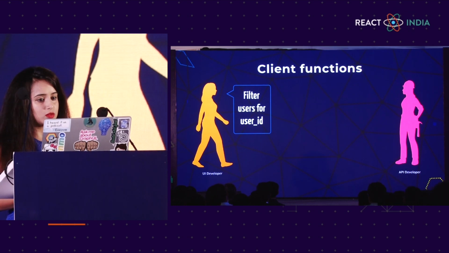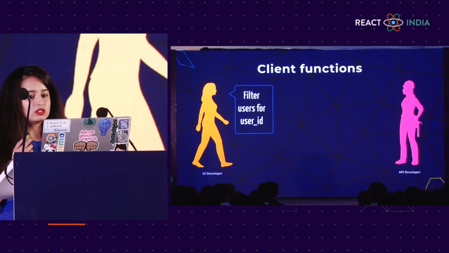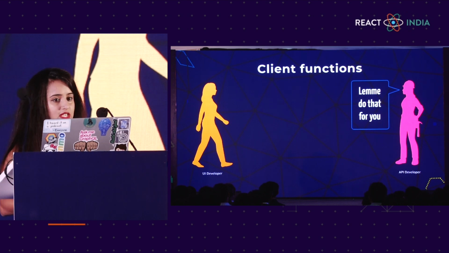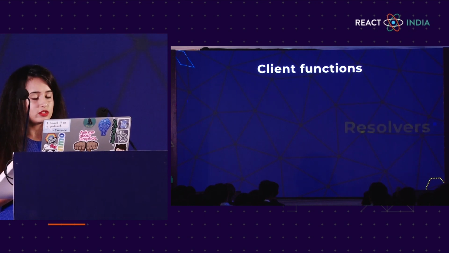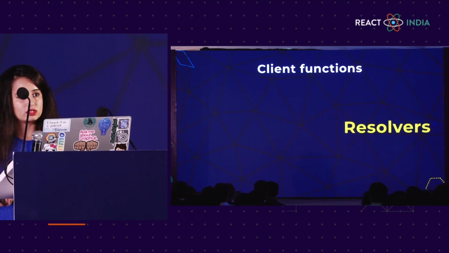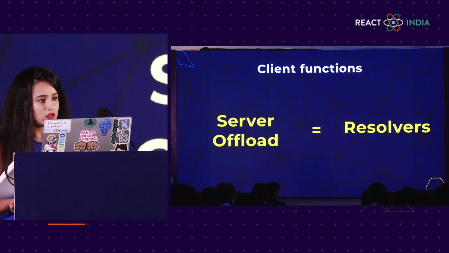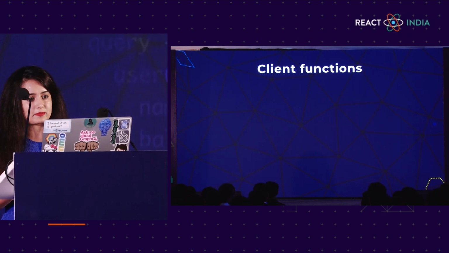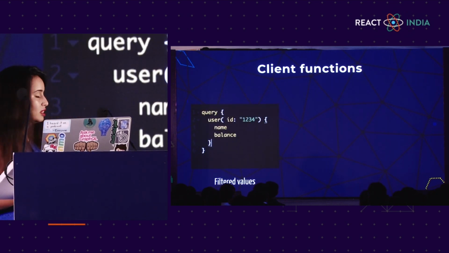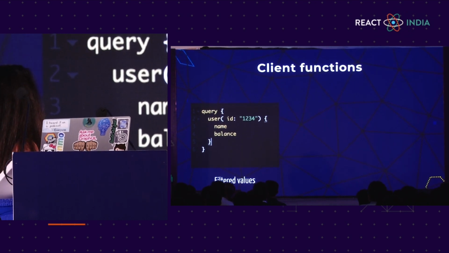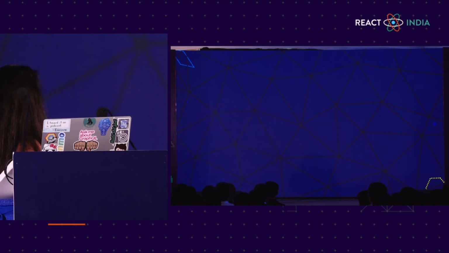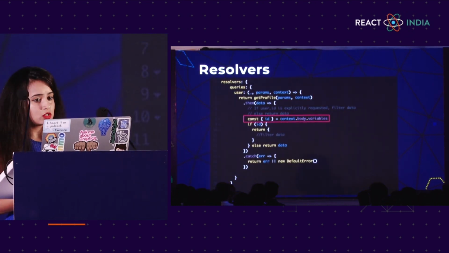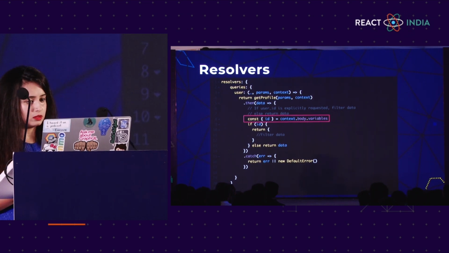So what we did with GraphQL was remove it from the UI developer side to the API developer side. And the API developer would give back filtered data for you. And they did that with the help of resolvers. So with resolvers, we can actually put most of the heavy lifting on the server, and hence doing server offloading. And we do that by passing in the ID of the user that we need right in the query itself. So when you pass in, let's say, ID 1234, you get back that exact object. The resolvers picks up this ID using context body variables, like this.